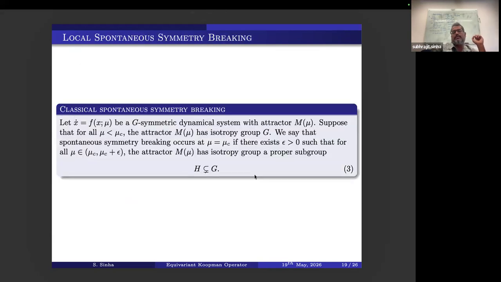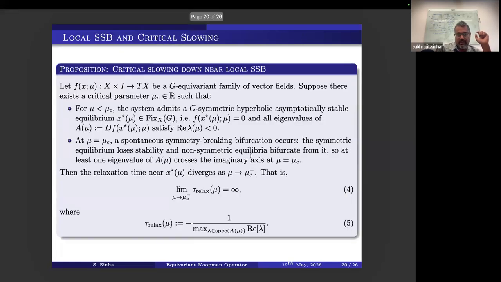So the definition of classical spontaneous symmetry breaking is the following. Let's say you have a system x dot equals f of x, mu, a symmetric dynamical system with attractor M mu. Suppose that for mu less than mu c, the attractor M mu has an isotropy group G. After bifurcation, we say that spontaneous symmetry breaking has happened if, when mu is greater than mu c, this attractor M mu has an isotropy group which is a proper subgroup of the original symmetry group. So this is how local symmetry breaking is defined.